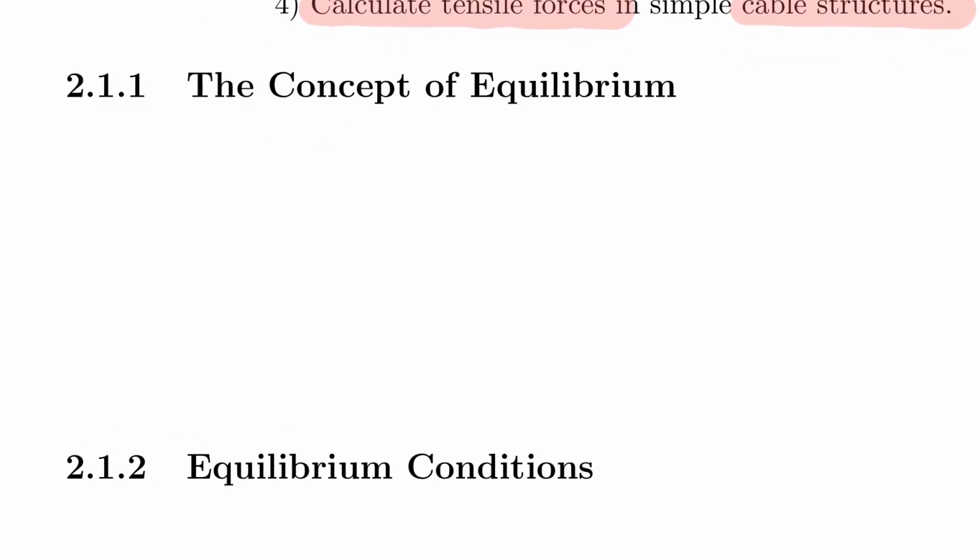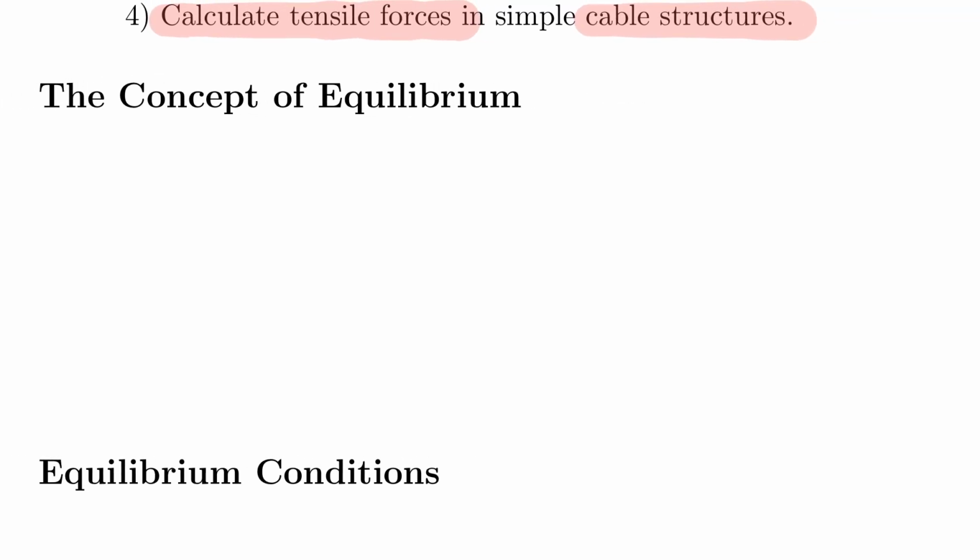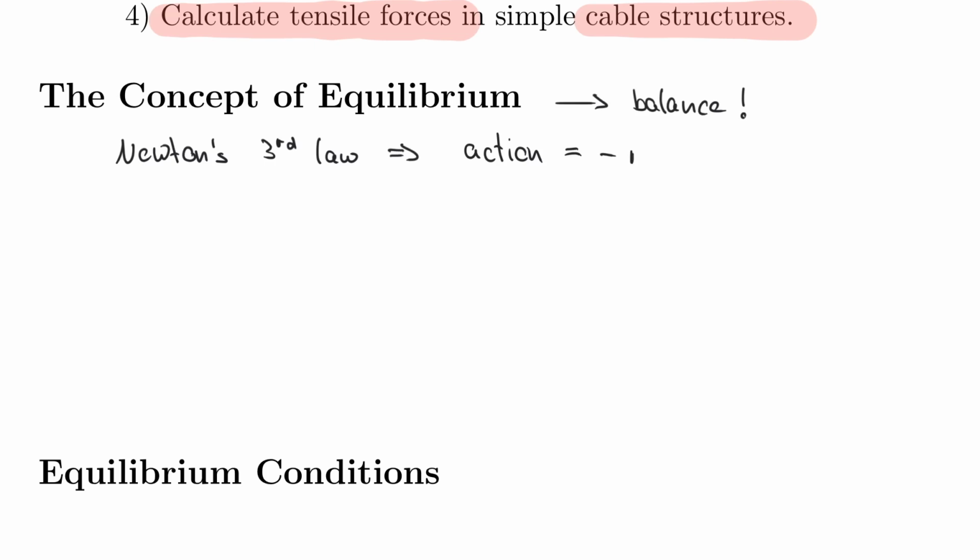So the general concept, first of all, as I said before, is that we're talking about balanced systems, right? So we need balance. Balance is a must. And what does that mean for engineers? That means that Newton's third law really applies. So we're following Newton's third law, which really states that action is equal to minus reaction. Let's talk about this for a second.